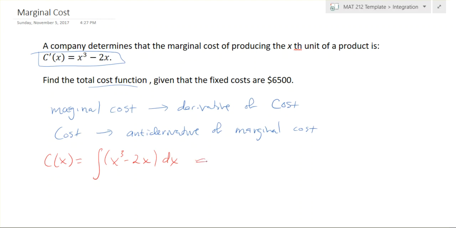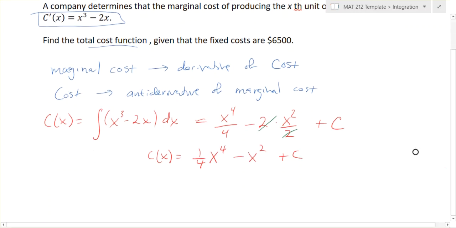Okay. So then I'll just use my properties. The antiderivative of x to the third power would be x to the fourth power divided by 4. And then the antiderivative of x would be x to the second power over 2. And then don't forget your arbitrary constant. I can simplify this a little bit. These 2's will cancel. And what I'm going to have is a cost function of 1/4 x to the fourth power minus x squared plus c.